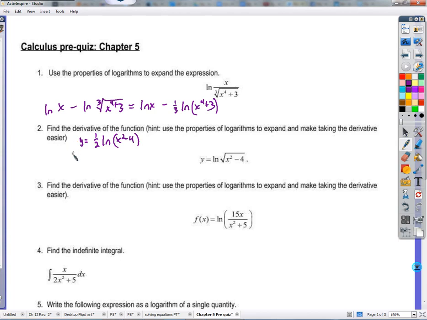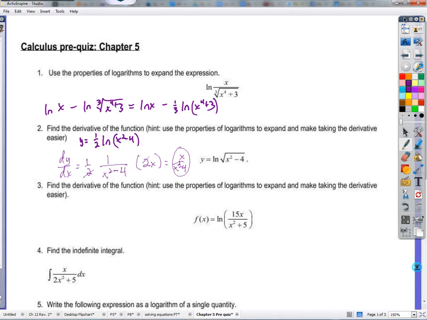Make my pen a little smaller here. So the derivative, dy/dx, is equal to 1/2 times the derivative of the natural log. The derivative of the natural log of something is 1 over that, x squared minus 4. Chain rule says we need to multiply by the derivative of the inside, which is 2x. Okay, the 2 and that 2 can cancel out. So we have x over x squared minus 4. There we go.